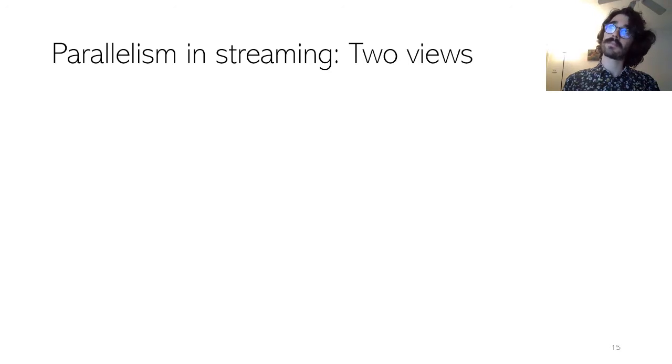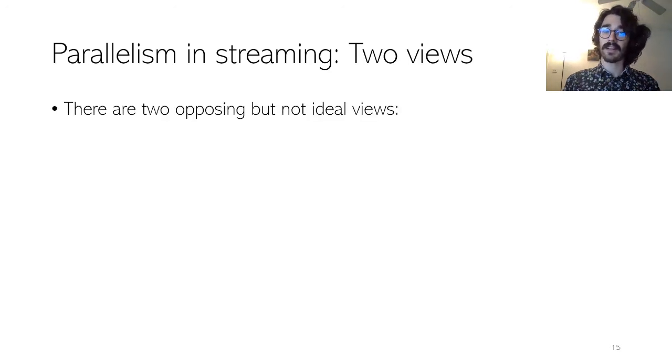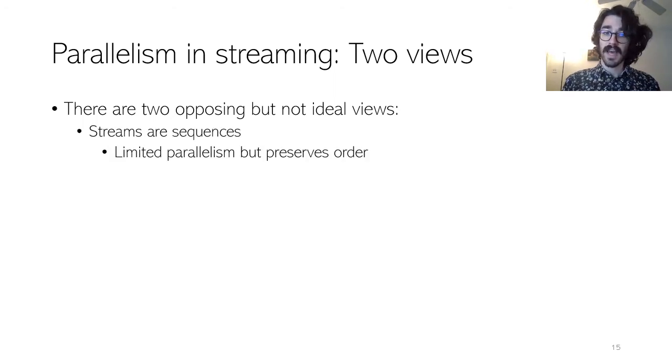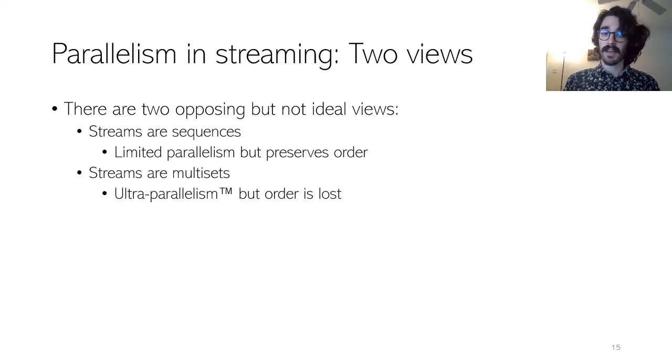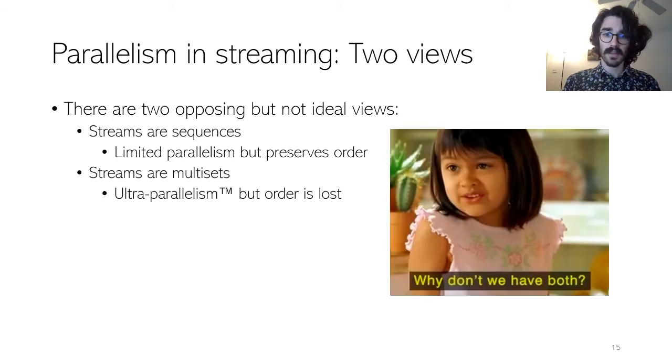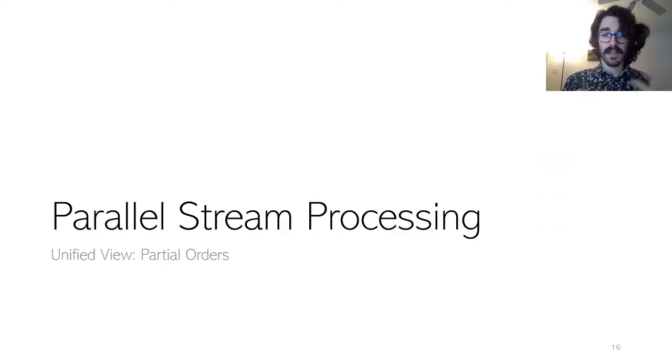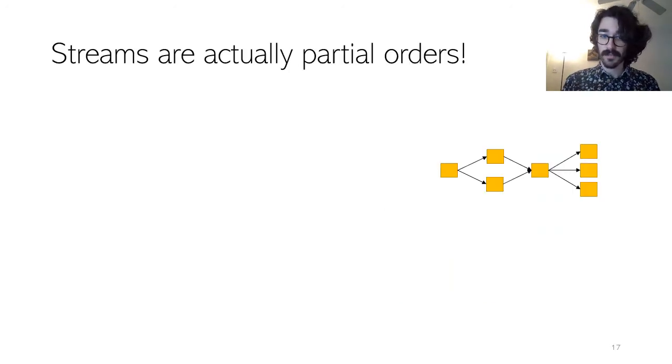And so we have seen that there are two opposing but not ideal views on streaming. The first view is that streams are sequences, and there is limited parallelism, but we can preserve the order and easily make order-dependent computations. And there's the other view that streams are multisets, where there is great parallelism, but the order is lost. So the question is, why don't we just have both? And that's actually the key insight behind our work.